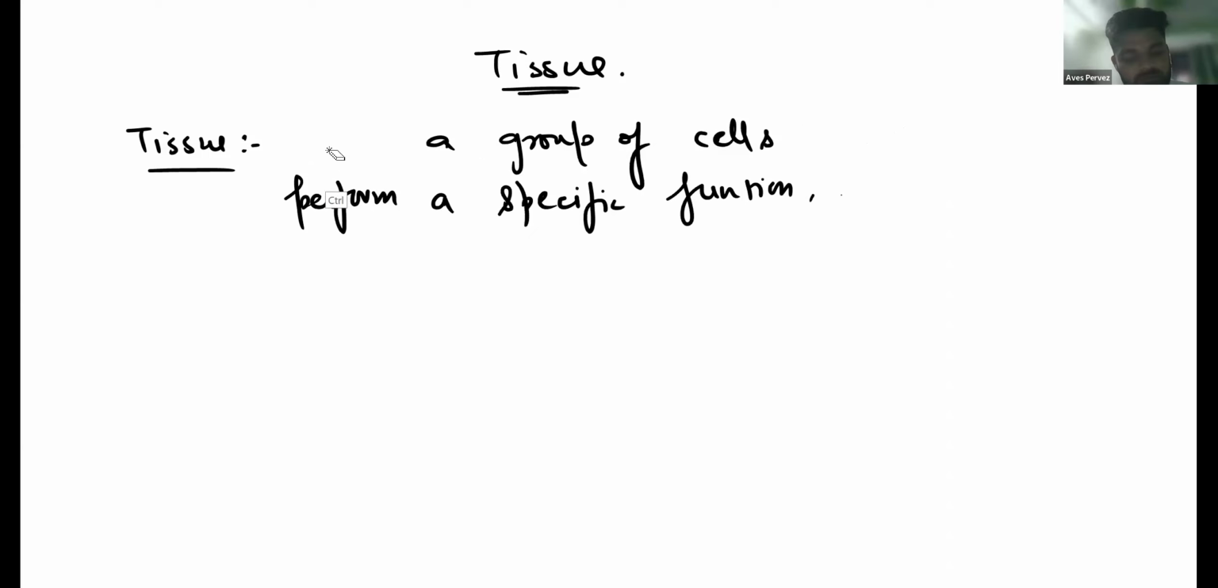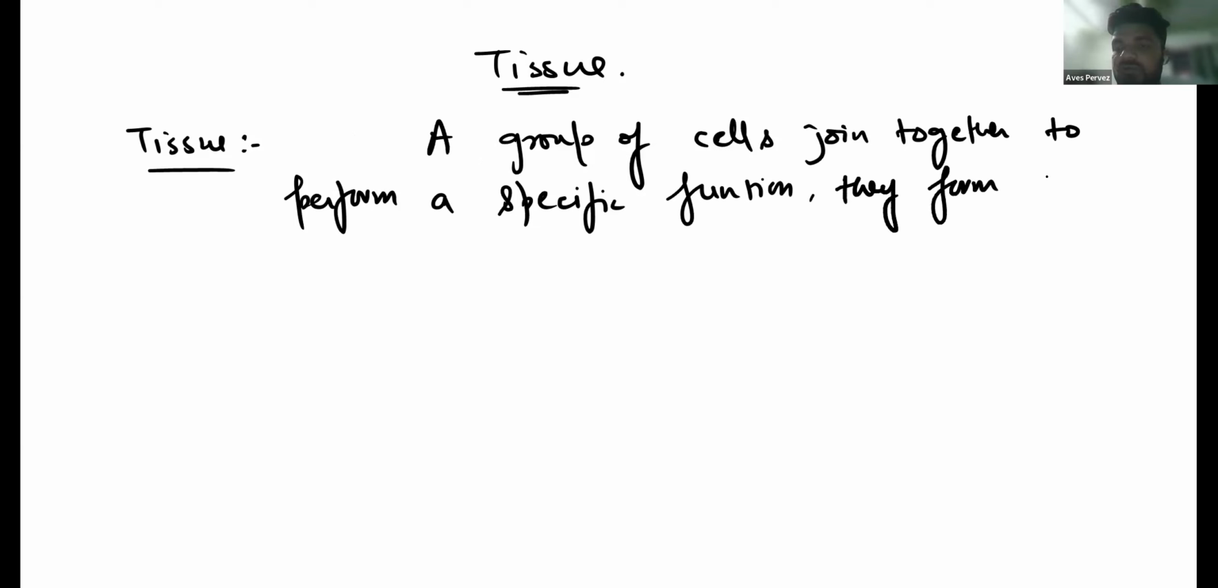You can write the definition like this way: a group of cells join together to perform functions. Got it? What actually a tissue is? We can simply say that when a group of cells join together to perform a specific function, we call it tissue. Got it? Avni, yes sir. Amal, got it, and other students. Understood?